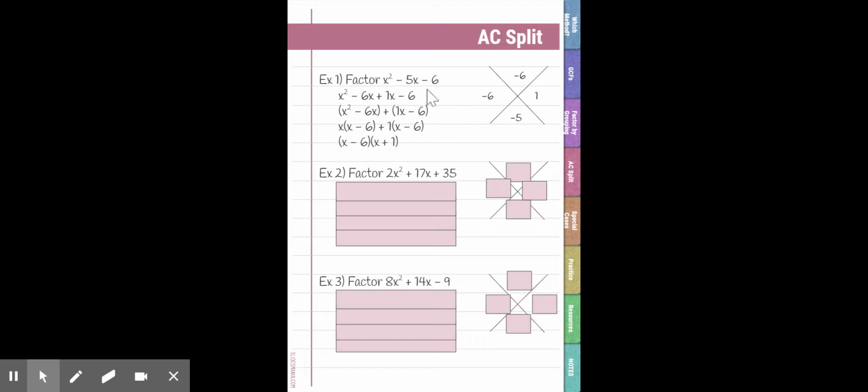Okay, some of you by now hopefully noticed a trend when there's nothing in front of my x squared. Once I find these two numbers here, they actually go right to my parentheses. But if you look at examples 2 and 3, that doesn't work.